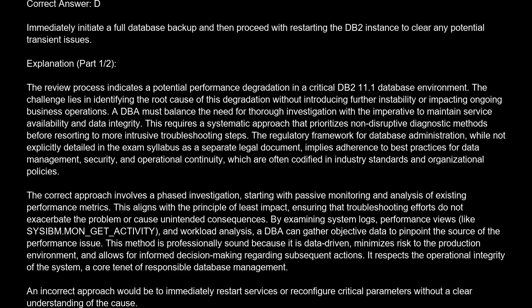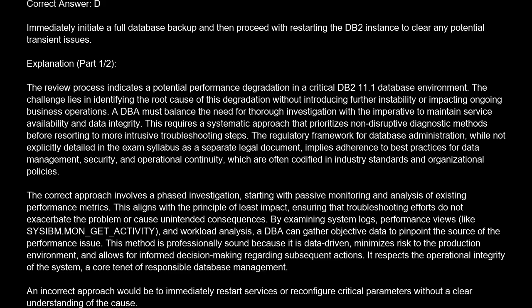The regulatory framework for database administration, while not explicitly detailed in the exam syllabus as a separate legal document, implies adherence to best practices for data management, security, and operational continuity, which are often codified in industry standards and organizational policies. The correct approach involves a phased investigation, starting with passive monitoring and analysis of existing performance metrics.